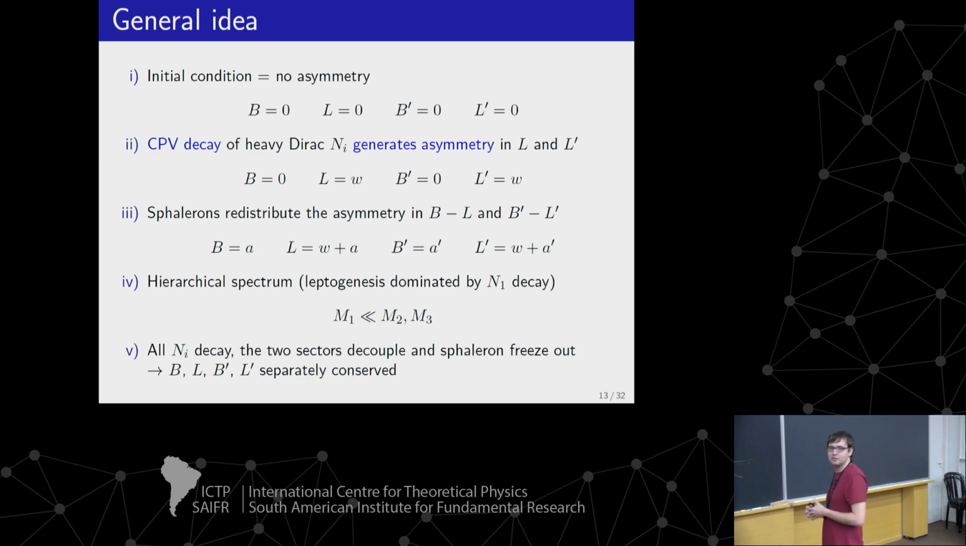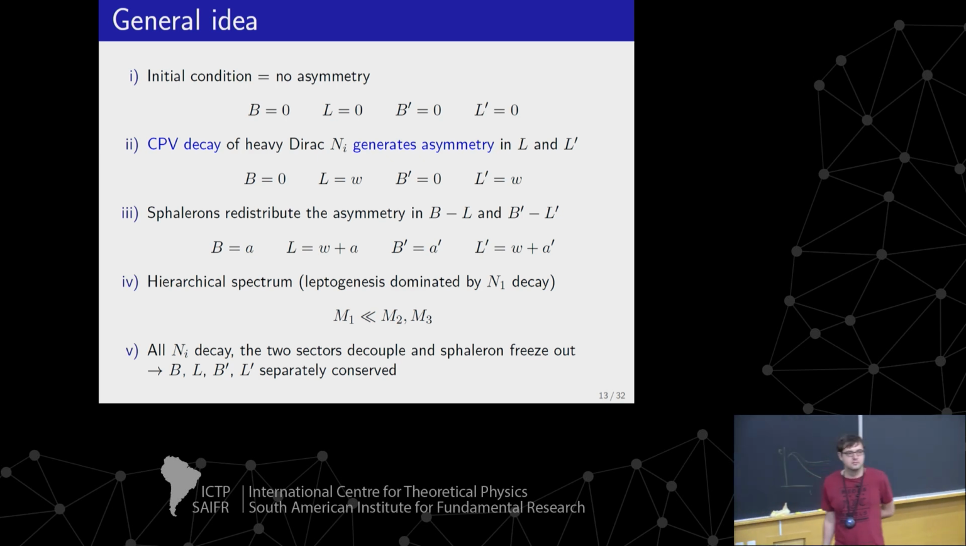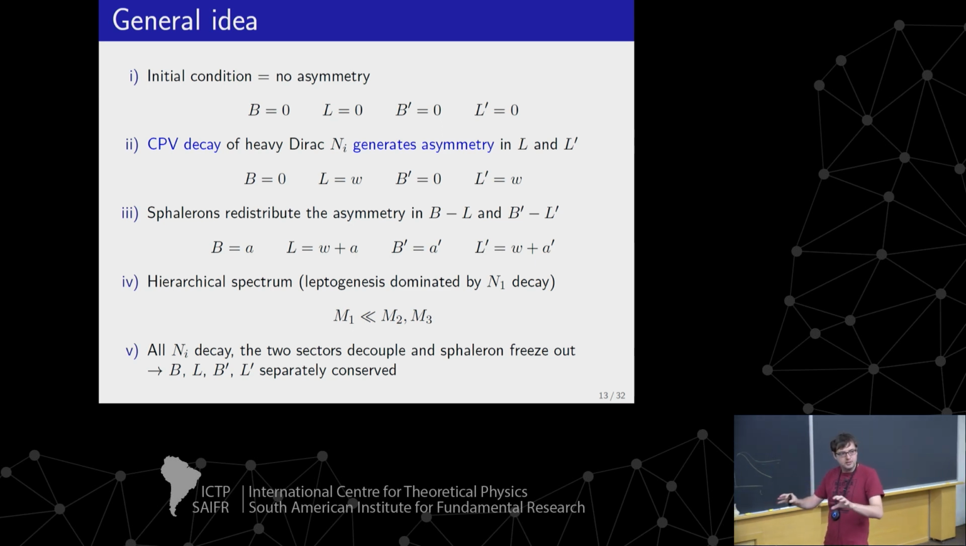So there are two different sphalerons: one for the standard model and the other for the mirror. It is like two isolated systems at different temperatures. They are in equilibrium through their interactions, and then at some point the two systems decouple.